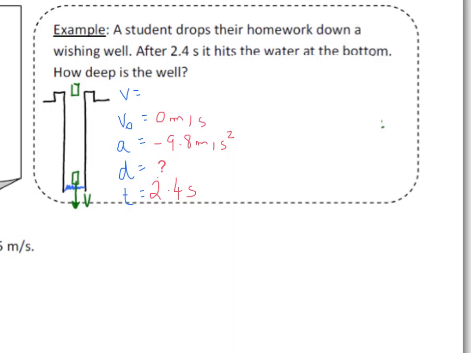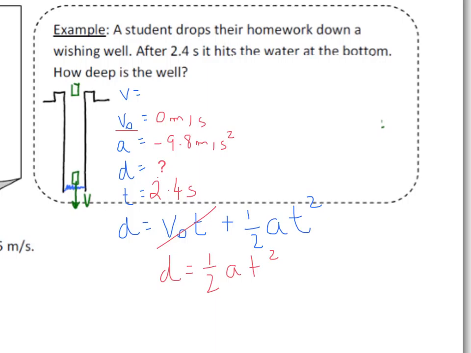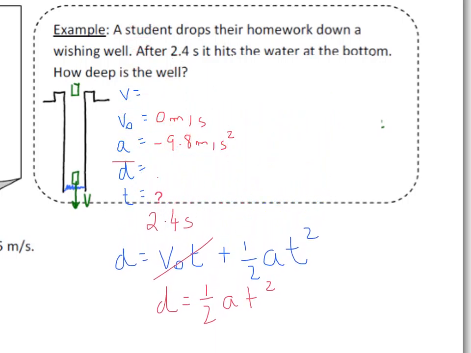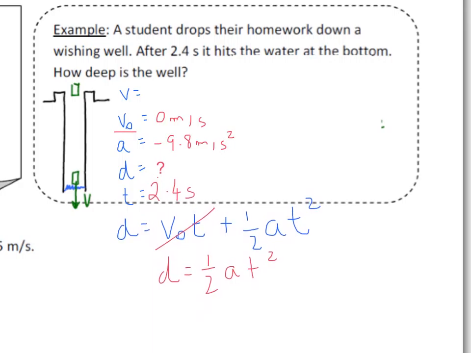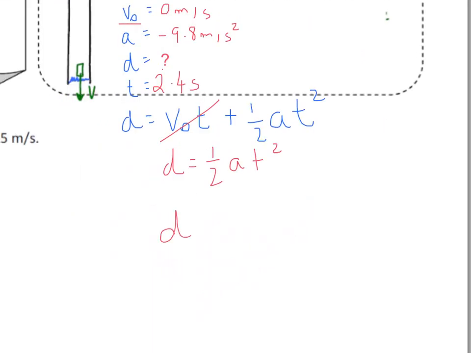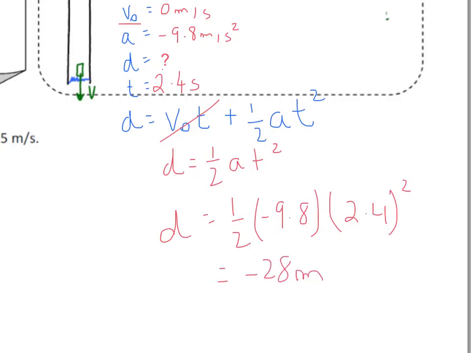So the formula that we're going to use is d equals V0 t plus 1/2 a t squared. And we know that V0 is 0, so we can cross that out. Therefore d equals 1/2 a t squared. So then d equals 1/2 times negative 9.8 times 2.4 squared, which gives us negative 28 meters. And again, the negative sign just indicates a direction.